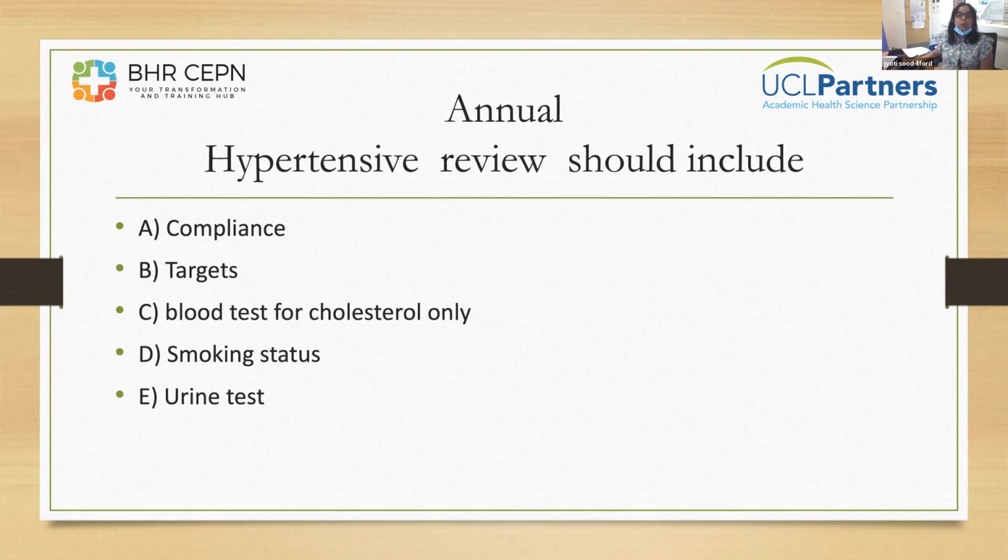Okay, so this next poll is about blood pressure, and I've alluded to it already, so hopefully you should be able to answer this one. During an annual blood pressure review, when a patient comes to you for the annual check, what is it that you're looking at? Compliance: are they taking the medication regularly? Do you revisit the targets? What is it that they think the target is and what you think the target is? Blood test for cholesterol only, smoking status, and a urine test.